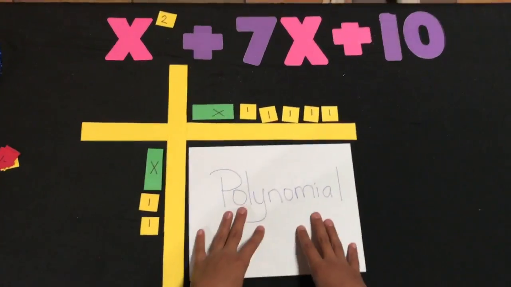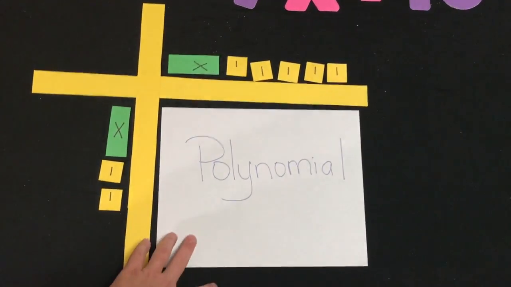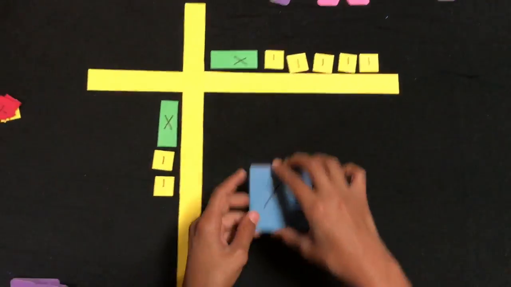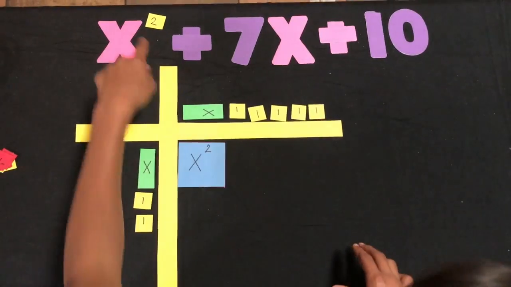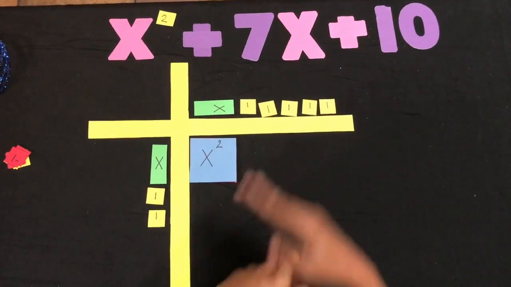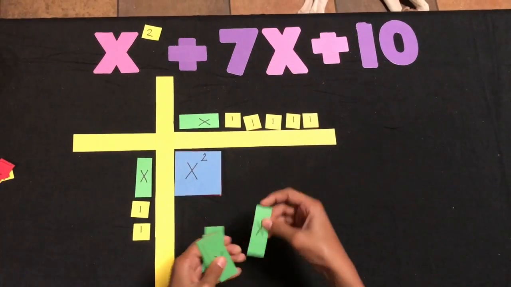Okay, let's go in the middle of the graph now. We have an x squared. So now that we have an x squared, we'll place the x squared right there. X squared is because of this right here. And as you guys can see, we need 7 x's. So let's grab 7 x's.